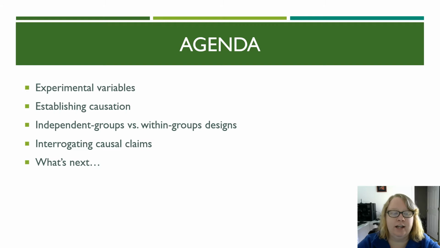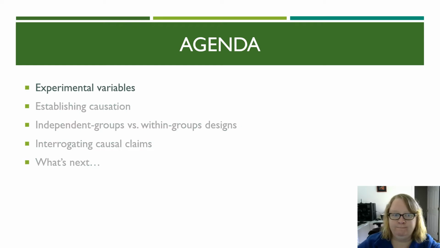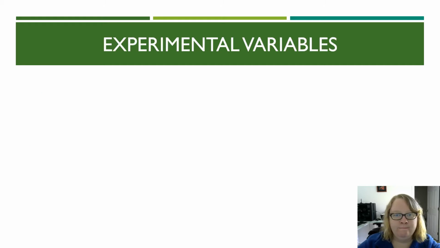All right, so here's our agenda for these slides. We're going to talk about experimental variables. We'll talk about establishing causation. We'll talk about independent groups versus within groups designs. We'll talk a little bit about interrogating causal claims. And then we'll talk about what's going to be next in our course. All right, so let's start with experimental variables.